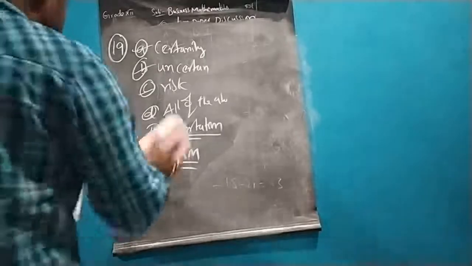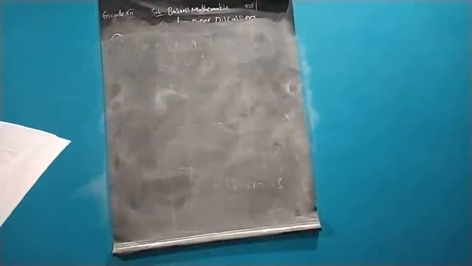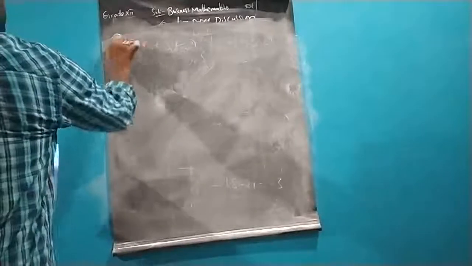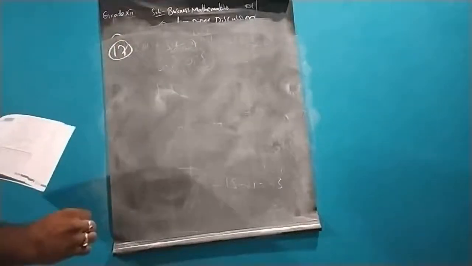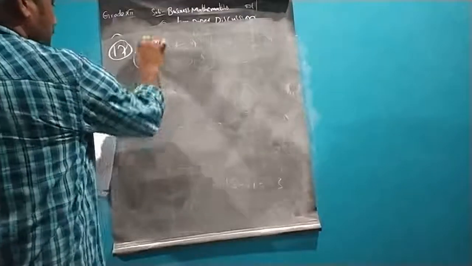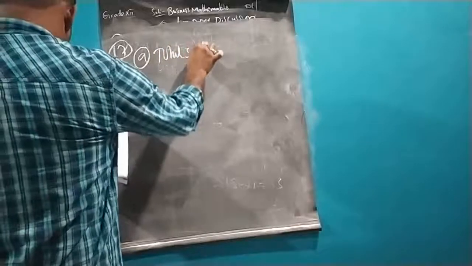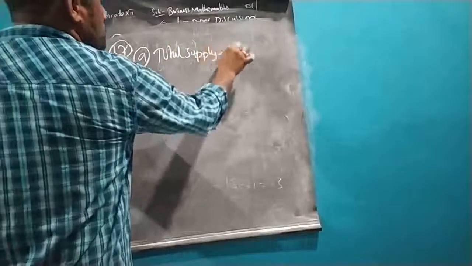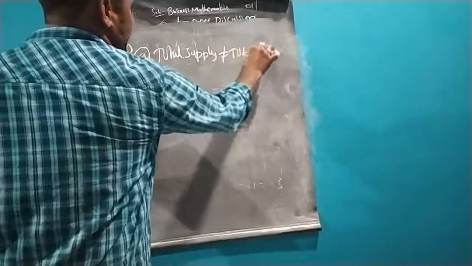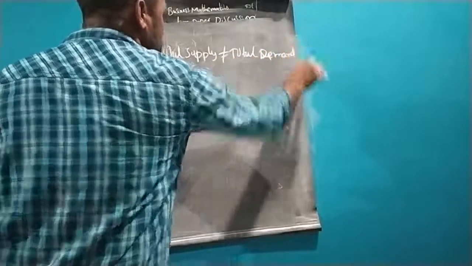17th question. In the 17th question, the transportation problem is said to be unbalanced. Already we have gone through the differences. If total supply is not equal to total demand, so the supply and demand are not equal, then we can call it unbalanced. Balanced means they are equal.